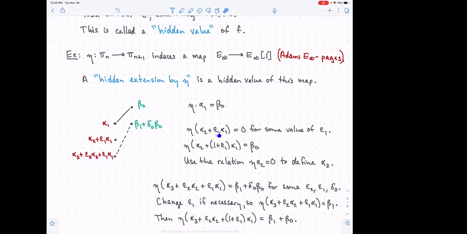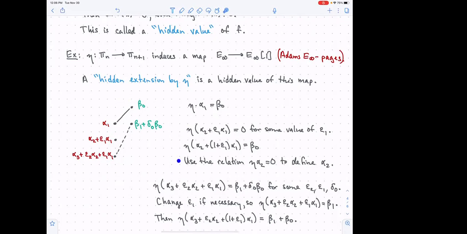So if this guy is 0, then eta times this guy, what have I done? I've added alpha 1. Add alpha 1, and then I'll get beta 0. Okay, so there are 2 elements detected by this guy, and in this particular situation, one of them is killed by eta, and the other is not killed by eta. It's actually that beta 0 up there.